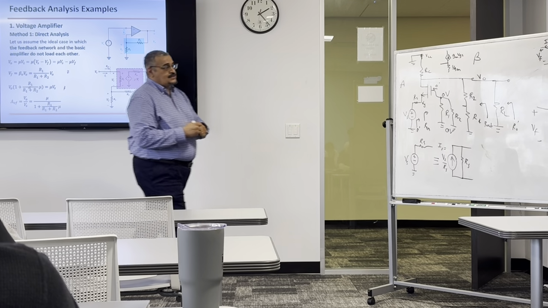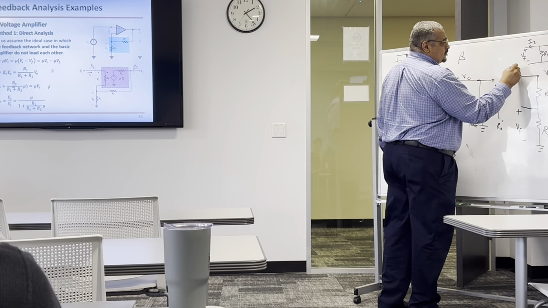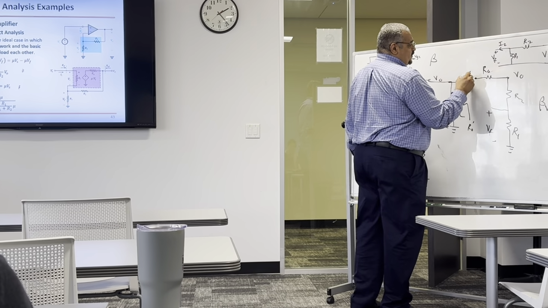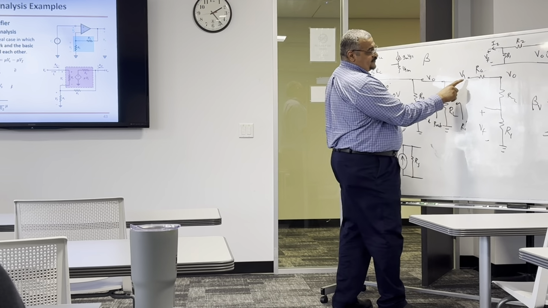You have something like this. I have this V, R1 and R2, and I have RO here, right? And I have V1 here. Now, what do you think for this configuration? What do you think of V1 and Vout?